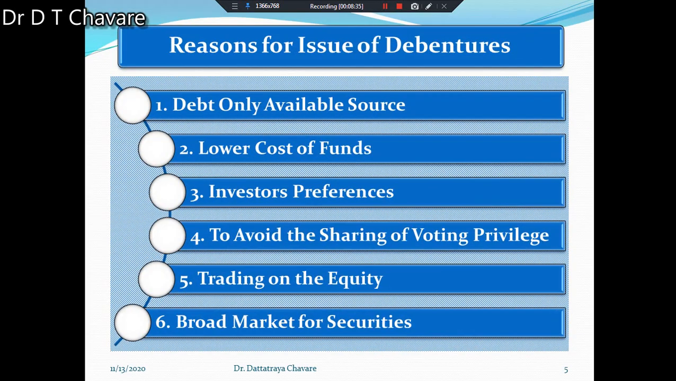Okay, now why are such types of debentures issued? What are the reasons for the issue of debentures? Those reasons also we have to understand. Why are debentures issued by the company? Why are other options not used there? What are the reasons? Those reasons also we have to study here in detail.